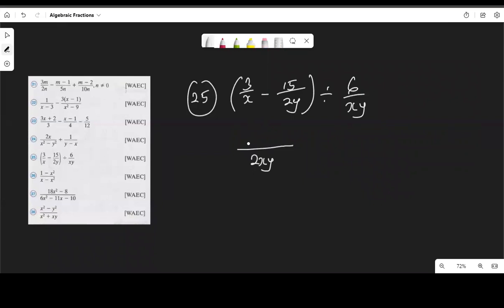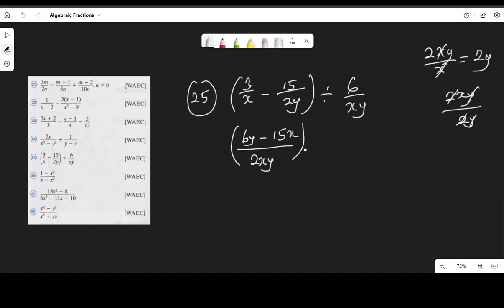2xy divided by x is 2y. If I take 2xy divided by x, x will cancel. We are left with 2y. So we multiply that 2y by 3. That is 6y. Then 2xy again divided by 2y. Y will cancel and 2 will cancel. We are left with x. X times 15 is 15x. That is the expression in brackets.